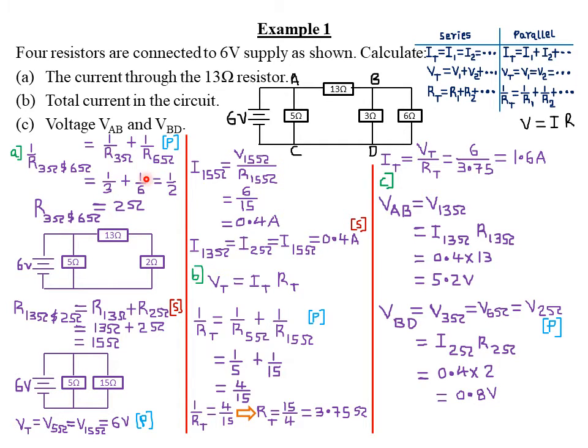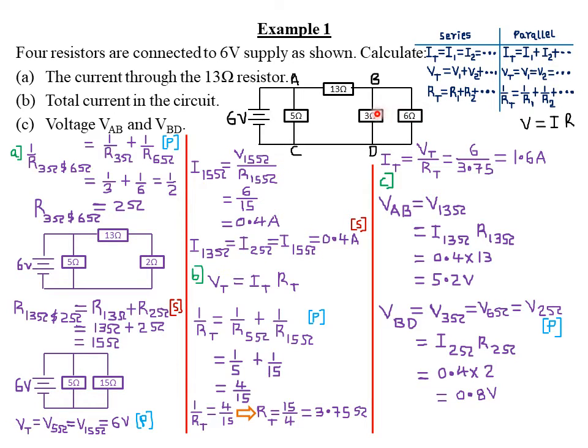So 1 over 3 plus 1 over 6, you'll simply get a total of 1 over 2. So if 1 over R through the 3 and 6 is equal to 1 over 2, if I take reciprocals on both sides, I'll simply have the resistance through the 3 and 6 ohm resistors being equal to 2 ohm. That is the reciprocal of a half. You'll get 2 ohm. Now the 2 ohm represents a combination of the 3 and 6 ohm resistors.